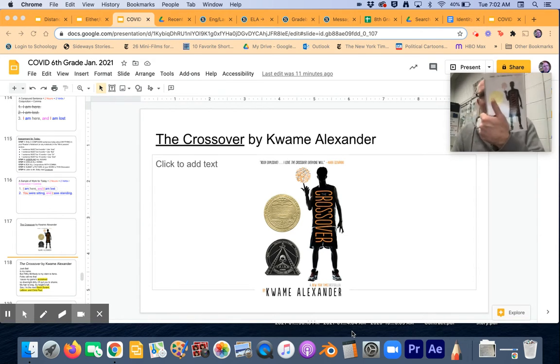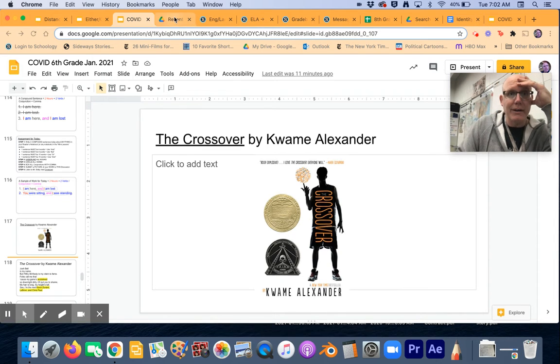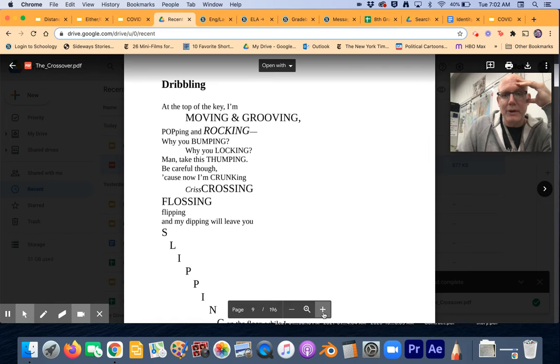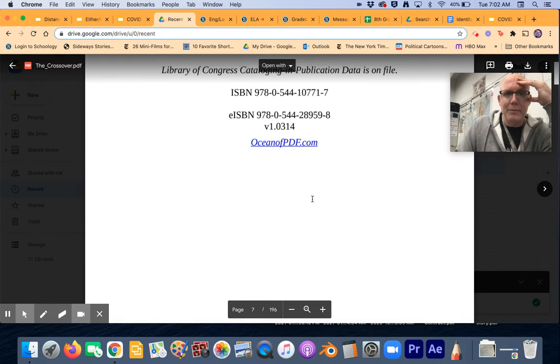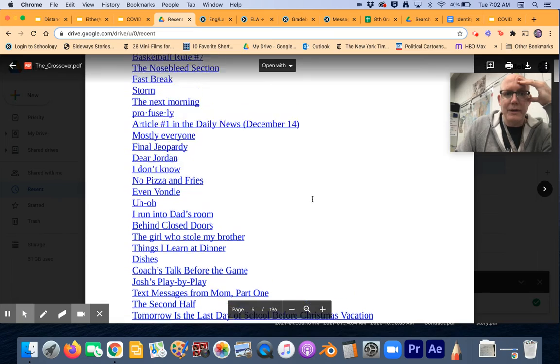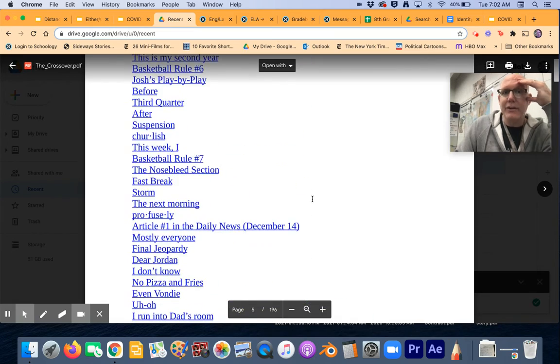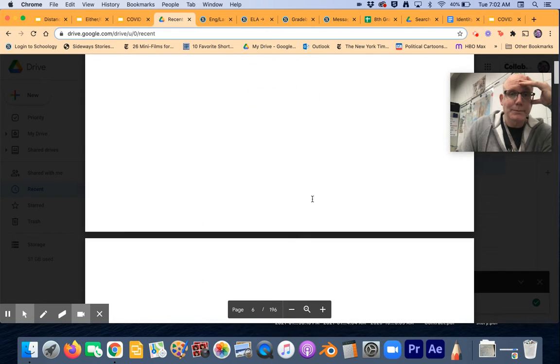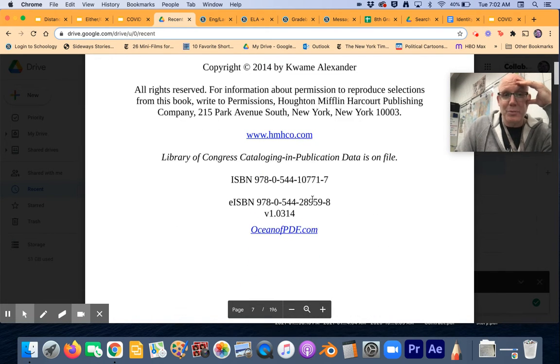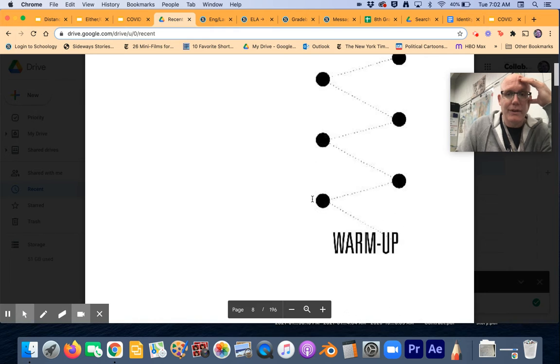This is the book. I'm not going to read from the book. I'm going to read from the PDF so you can see it. So right here is where I'm going to read from. Okay, so here we go. These are all the acknowledgments. These are all the chapters. Each chapter essentially really is a poem. It's going to look different than your average book. Okay, here we go. Warm up.